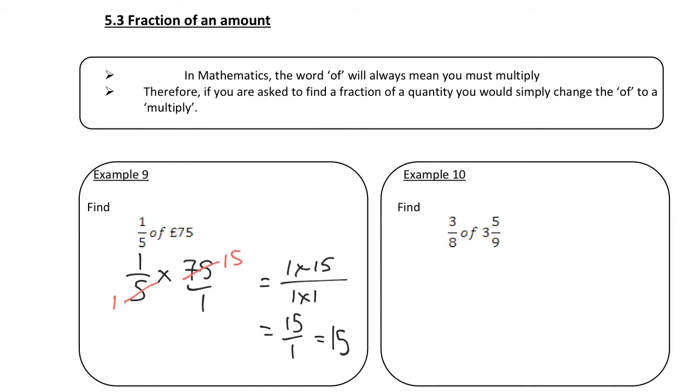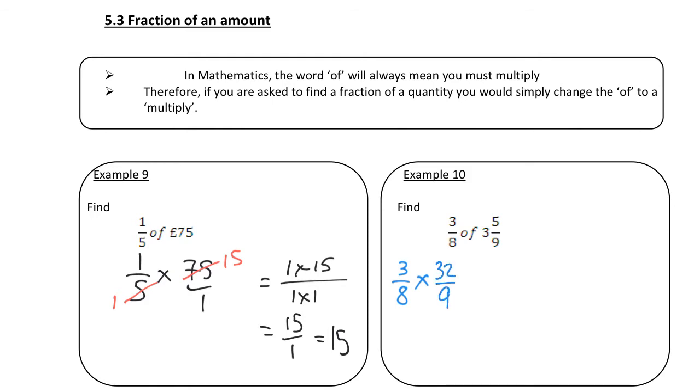To work out 3/8 of 3 and 5/9, the first thing we need to do is replace the word "of" with multiply. And then we change the 3 and 5/9 into a top-heavy fraction. Now in one whole there are 9/9, so in 3 wholes there's 27/9. So in 3 wholes and 5/9 there's going to be 32/9.